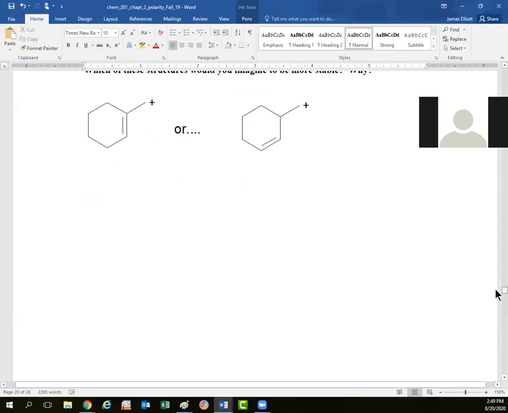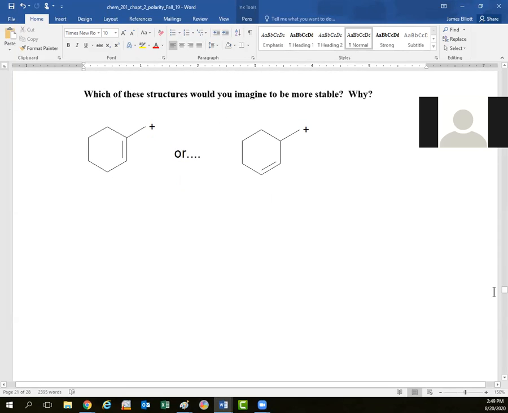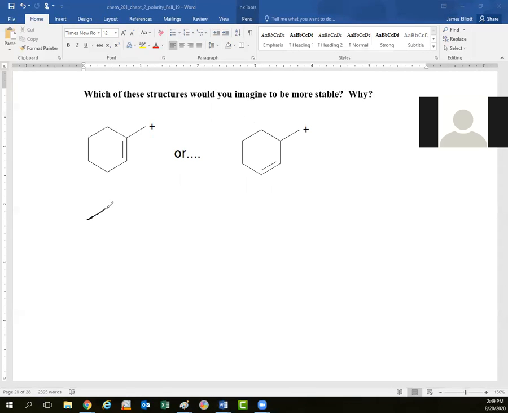So for these two, which one would you imagine to be the more stable structure? Resonance is a huge deal when it comes to stability of molecules and intermediates. So let's see what we can draw in terms of resonance structures. So we take this first one on the left, and just because I like doing it, I'll redraw again. Positive charge there. That's the bit that's unhappy. It wants to draw in electrons.